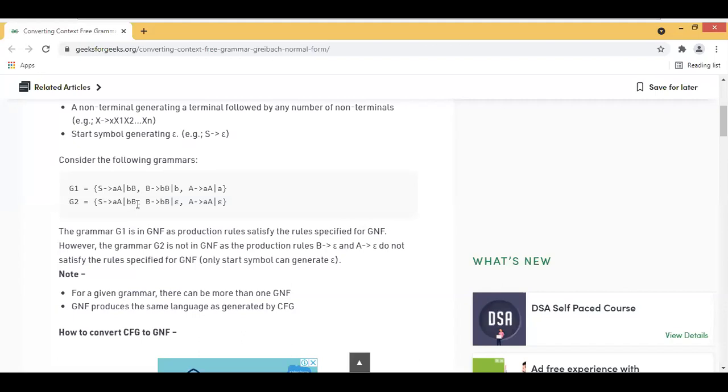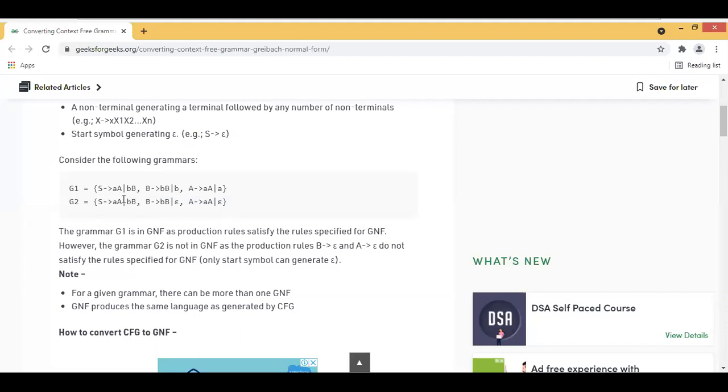That rule was satisfied, but here B is generating the epsilon and A is generating the epsilon. Both B and A are not the starting symbols. So that's why we concluded that the Z2 grammar is not in GNF. Right? I think it is clear to you all.